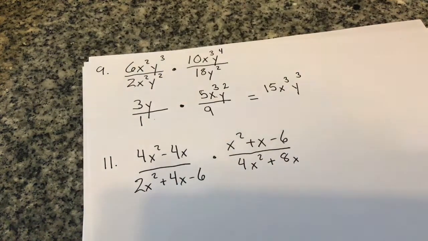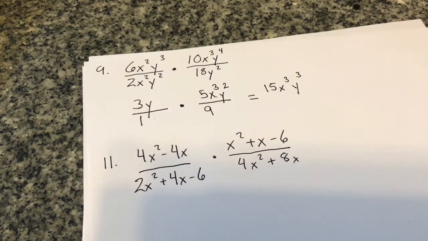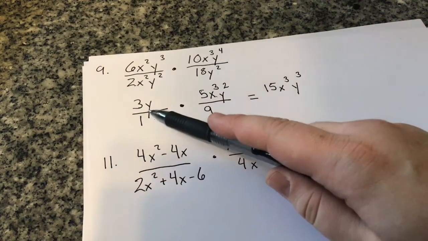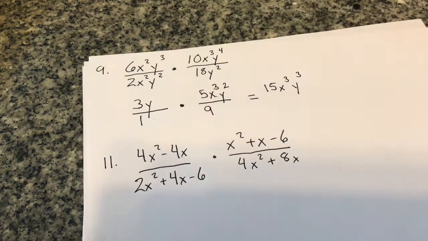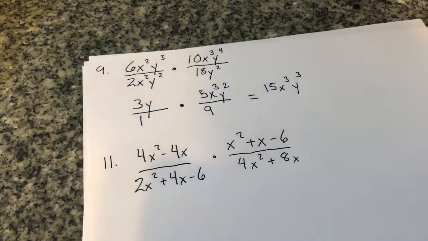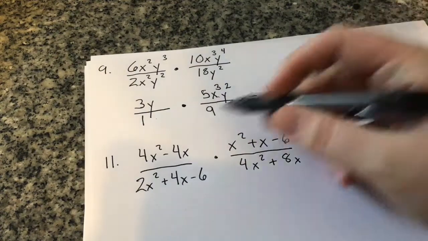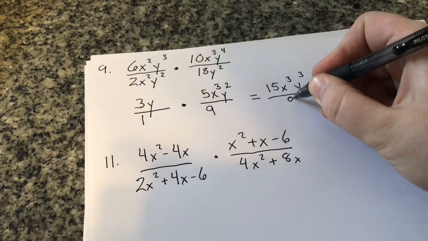One thing to keep in mind whenever you're writing things like this is your variables are going to go in alphabetical order. It's not something that necessarily means it's wrong if you don't write them in alphabetical order, but it's just good practice to keep them that way. So even though we see the y first over here because there's not an x, we're going to go ahead and write that x first because it comes before y alphabetically. Then we multiply straight across in the denominator. 1 times 9 leaves us 9.